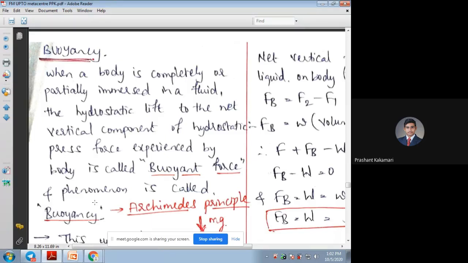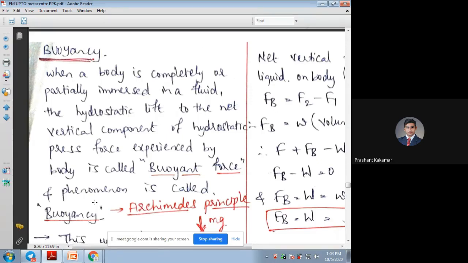Whenever we walk in the normal atmosphere, we can feel our weight, which is higher than when we are in water or any high density fluid. Our weight will be felt very less. Similarly here, when a body is completely or partially immersed in a fluid, the hydrostatic lift, the net vertical component of hydrostatic pressure force, acts opposite to the weight of the body which tries to submerge inside the liquid, in the upward direction.